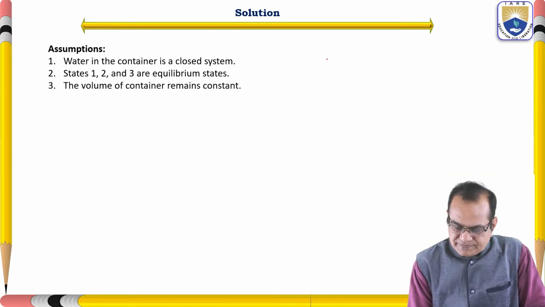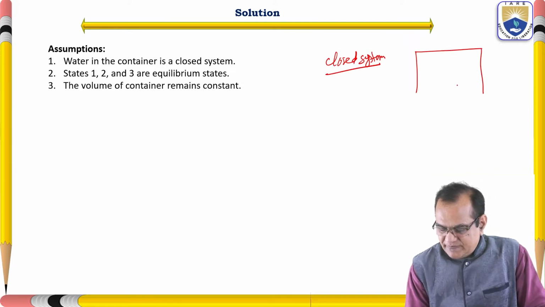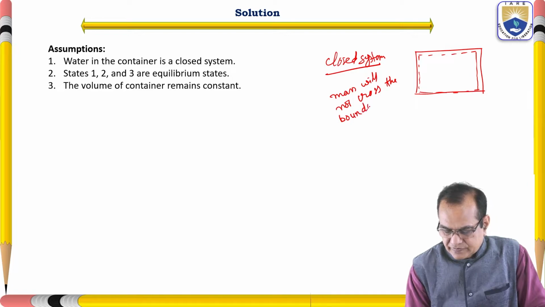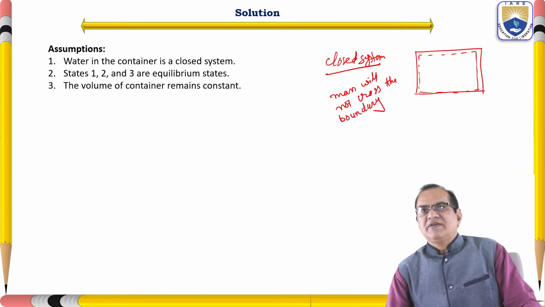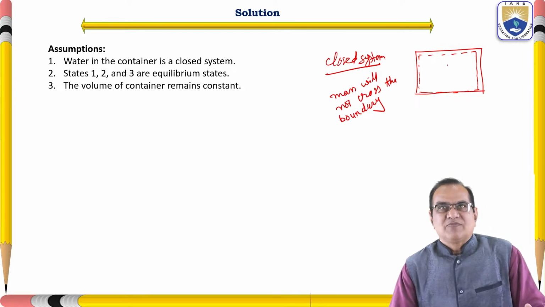So what is the meaning of a closed system? It means that if this is the system, mass is constant. Mass will not cross the boundary. That is called a closed system. So mass will remain inside the system only. That is the first thing. It is a closed system.